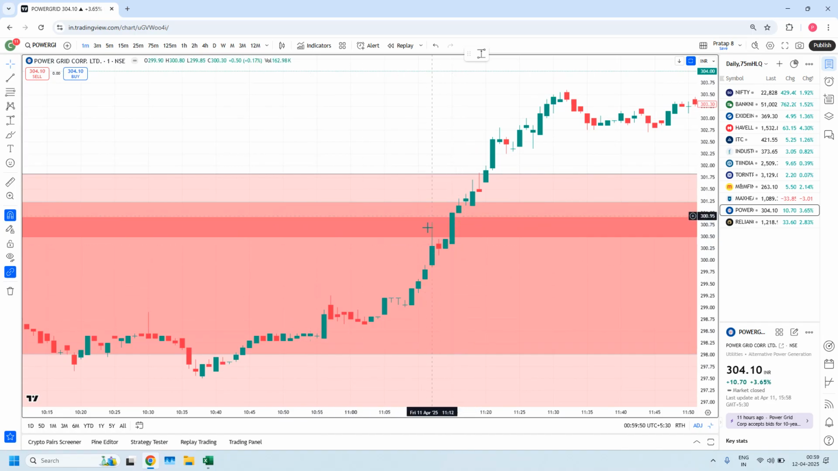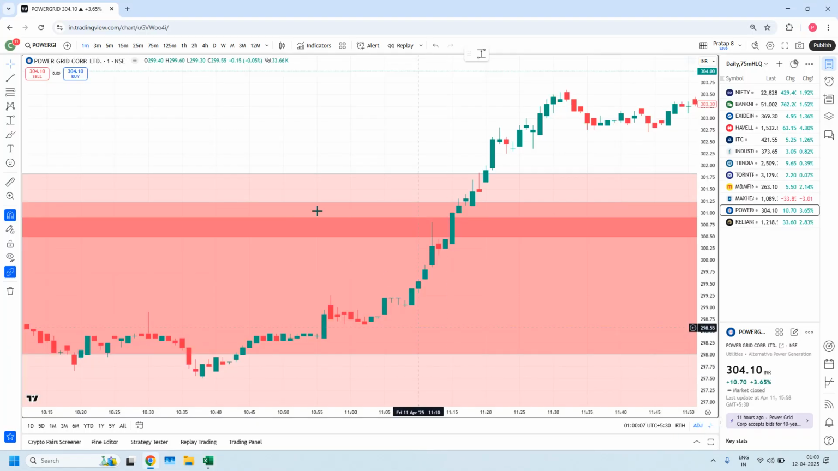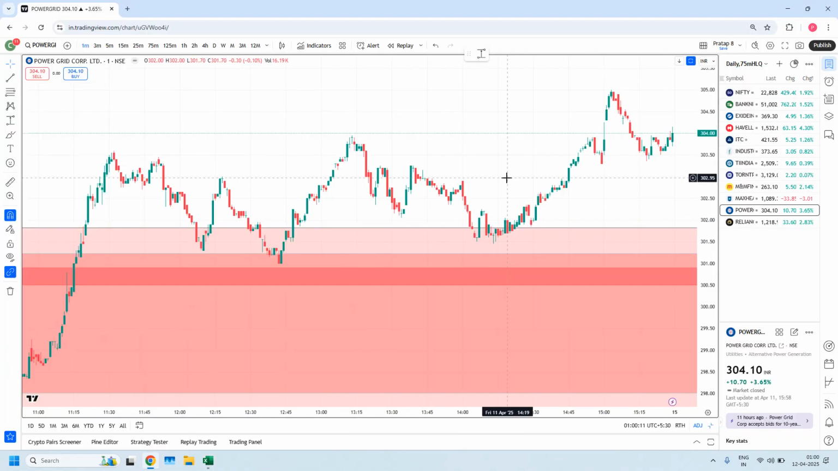So that is the reason why this zone also stopped out. And Power Grid gave you 1,260 rupees loss, which is a negative ROI of minus 1.3. So that way we got one successful trade and two stopped out trades today. There are a few more trades where the zones were violated, but they happened at the morning 9:15 1 minute candle.